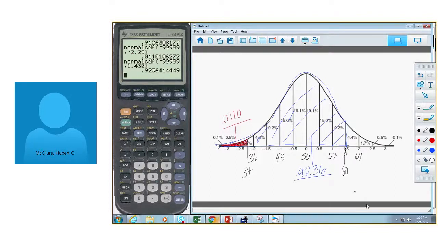What? 0.9126. What was our answer? You'll get the same answer. You may be off by 10,000ths, but you'll get the same answer. And there is a leniency of 10 thousandths on this section because you can do it two different ways.